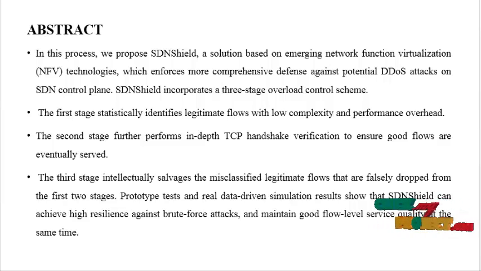The first stage statistically identifies legitimate flows with low complexity and performance overhead. The second stage further performs in-depth TCP handshake verification to ensure good flows are eventually served. The third stage intelligently salvages the misclassified legitimate flows that are falsely dropped from the first two stages. Prototype tests and real-data-driven simulation results show that SDNShield can achieve high resilience against brute force attacks and maintain good flow-level service quality at the same time.